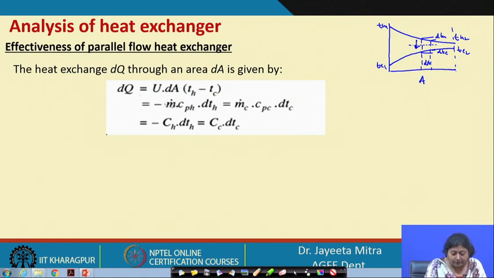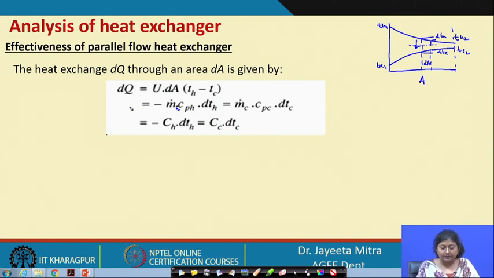So, for the hot fluid we can write mH dot into Cph, specific heat, into dTH, the temperature drop in the hot fluid, and we put a minus sign because it is reducing with increasing A. That is equal to mC dot, the cold fluid flow rate, into Cpc into dTc. This is increasing with increasing A. So, minus Ch into dTh is equal to Cc into dTc, which is equal to dQ.